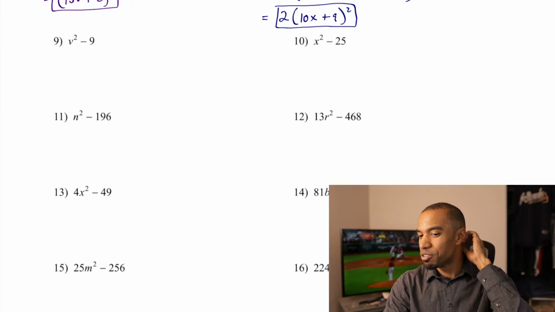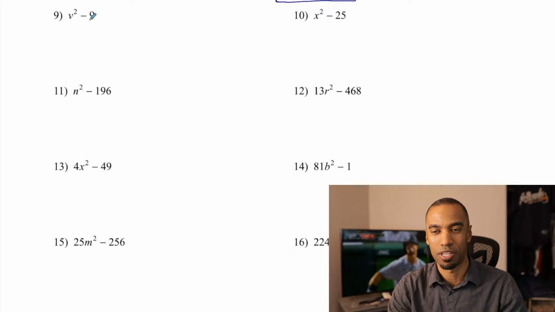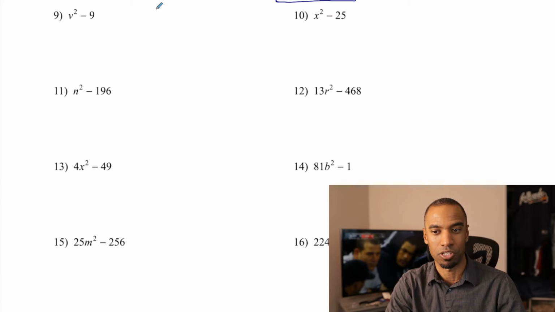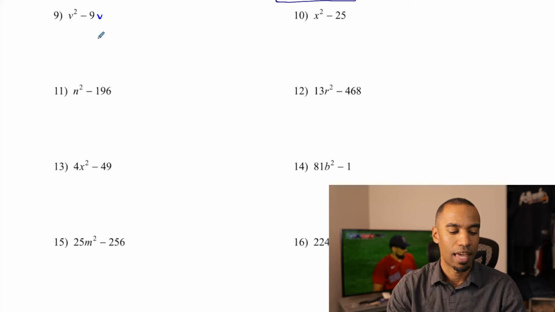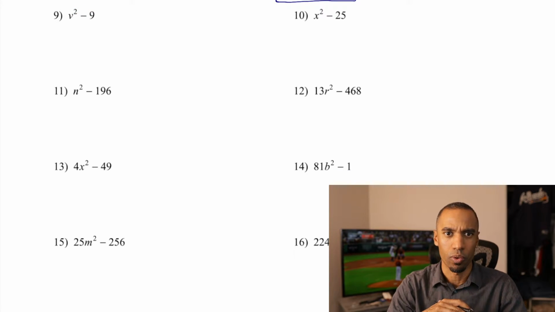All right, now you have some difference of 2 squares. How can I tell? Because it's one thing squared, another thing squared, and you're taking the difference of them. It's only 2 terms. And if there's no common factor, as in a common factor with a variable like a v to factor out, then you're dealing with a quadratic and a constant there. You're dealing with the difference of 2 squares thing.